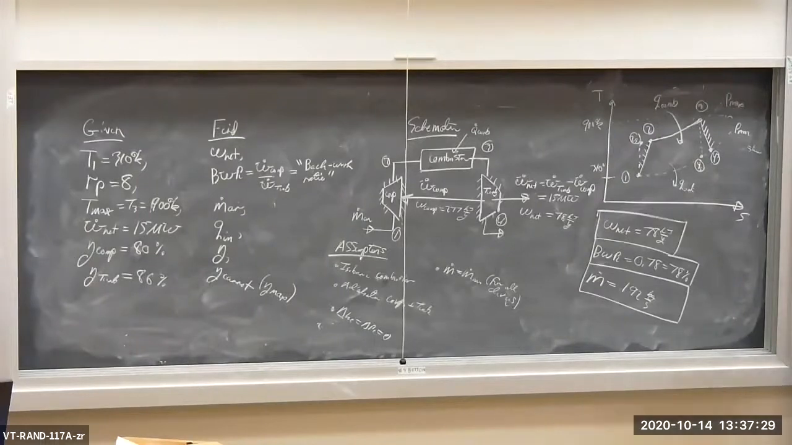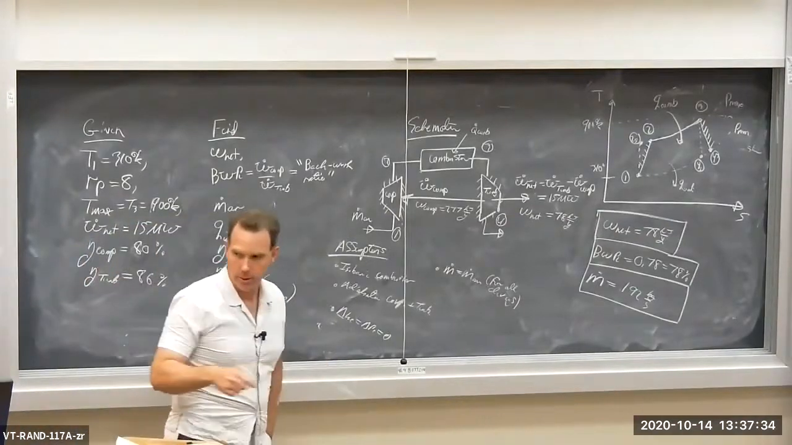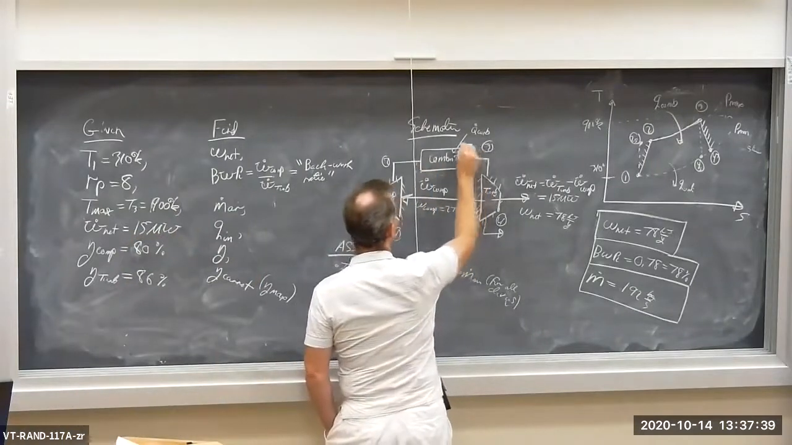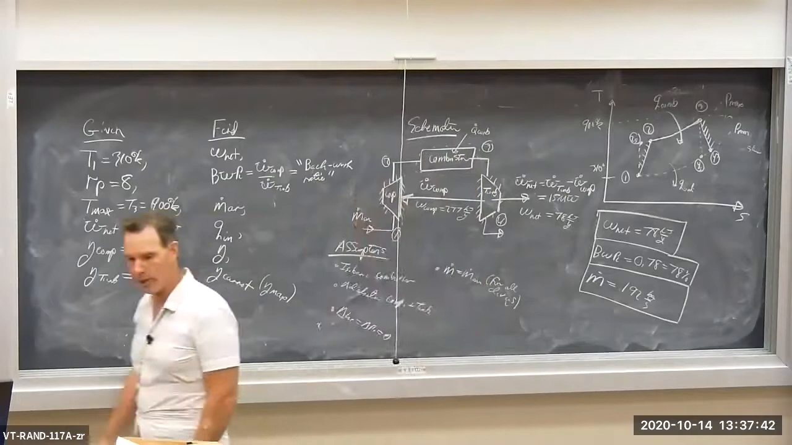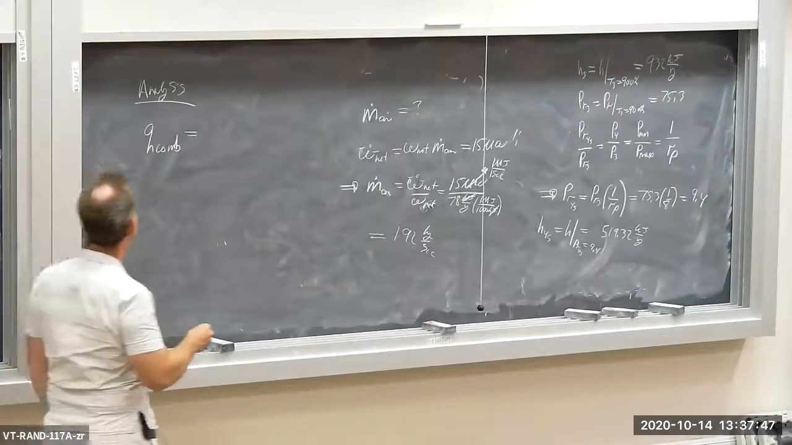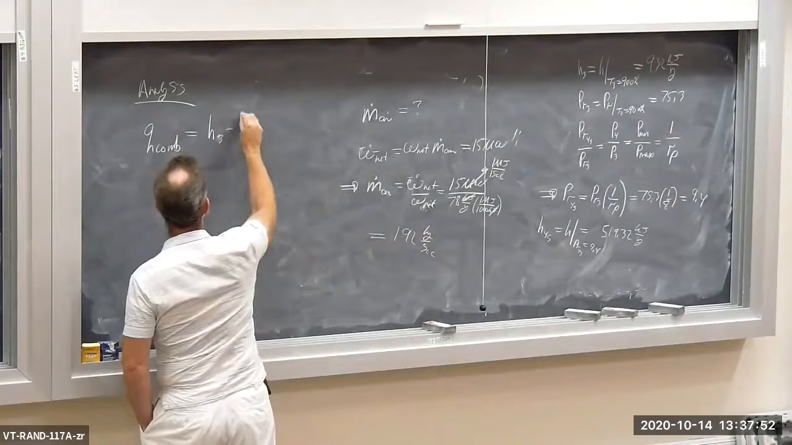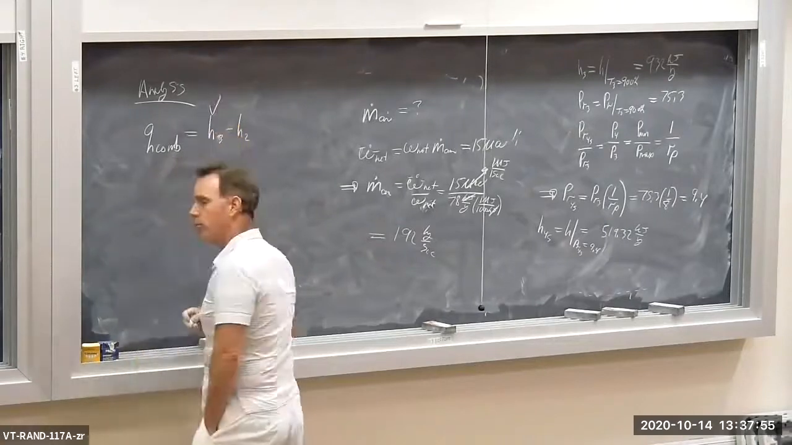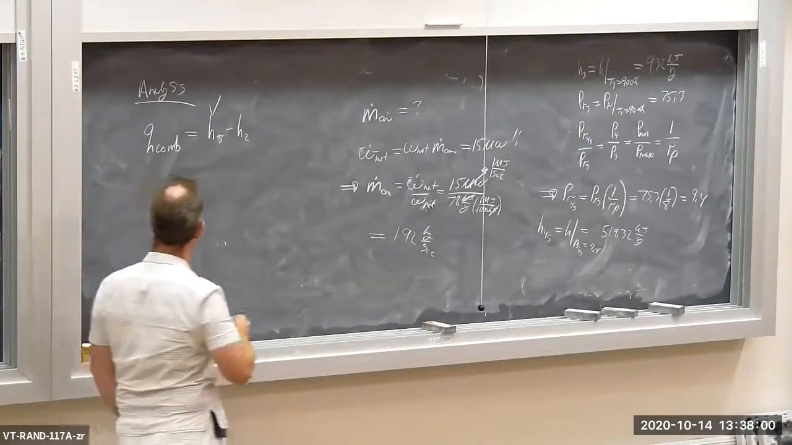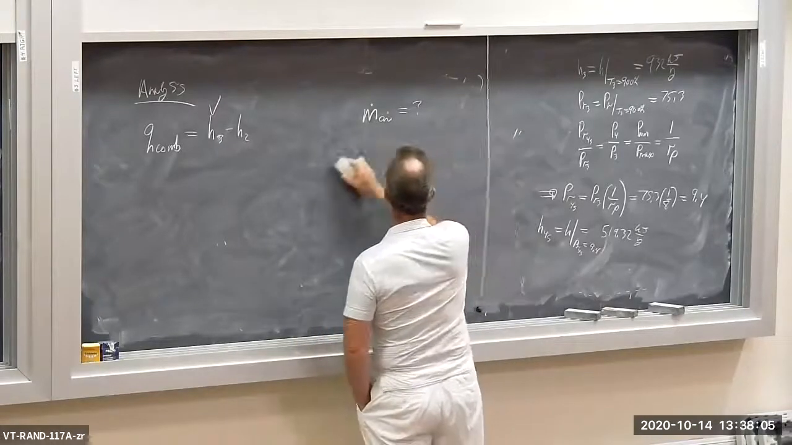If I apply an energy balance to the combustor, with no changes in kinetic and potential energy and no work interactions, I get h3 minus h2. I already have h3, which I calculated previously. I don't have h2. h2 is the compressor exit specific enthalpy.